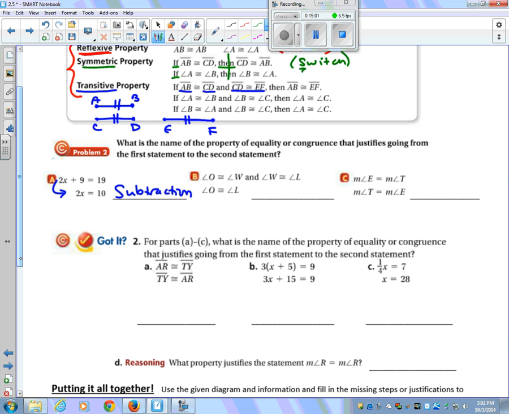Okay, so pause the video right now and see if you can do B, C, and go down to the got it and do A, B, and C here. And then put the video back on.